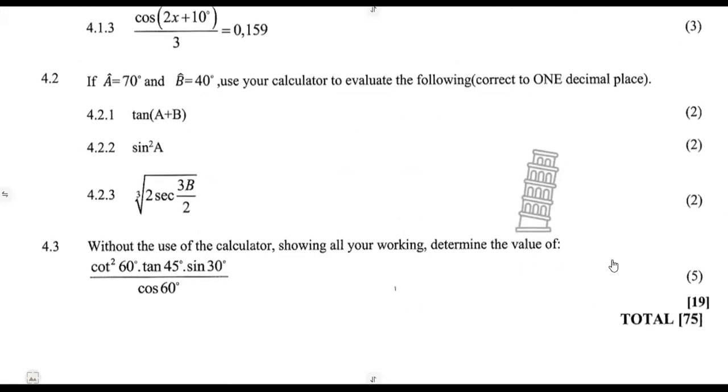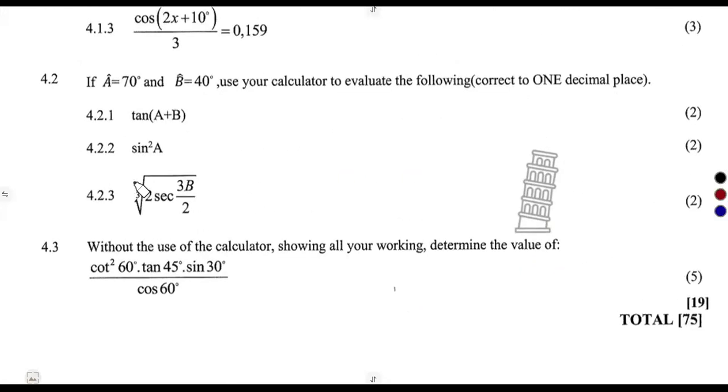Another part, we are given the cube root of this part, the cube root of a sec. All right, that's 4.23. Remember that sec, it's 1 over cos. So this one is the same here. 3b over 2, it's one thing, this one.